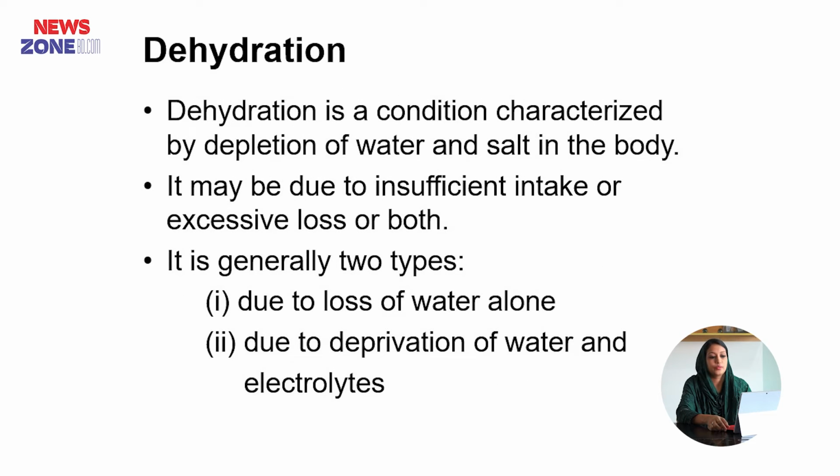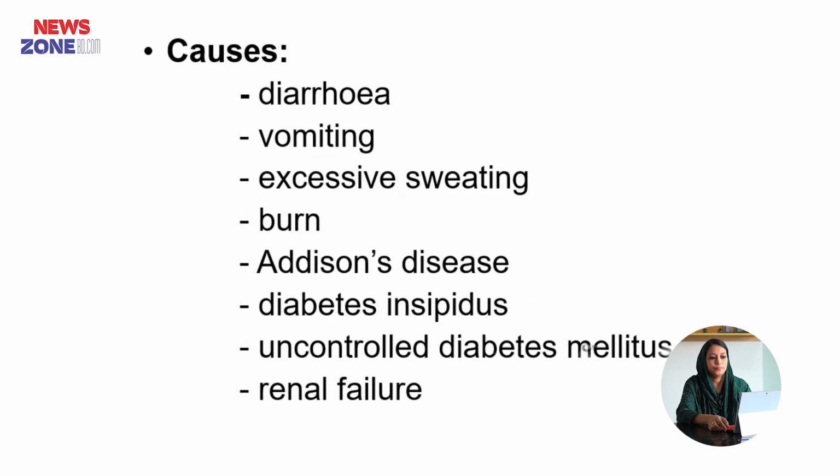Now, dehydration. Dehydration is a condition characterized by depletion of water and salt in the body. It may be due to insufficient intake or excessive loss or both. It is generally of two types: due to loss of water alone and due to deprivation of water and electrolyte both. Causes of dehydration: diarrhea, vomiting, excessive sweating, burn, Addison's disease, diabetes insipidus, uncontrolled diabetes mellitus and renal failure.